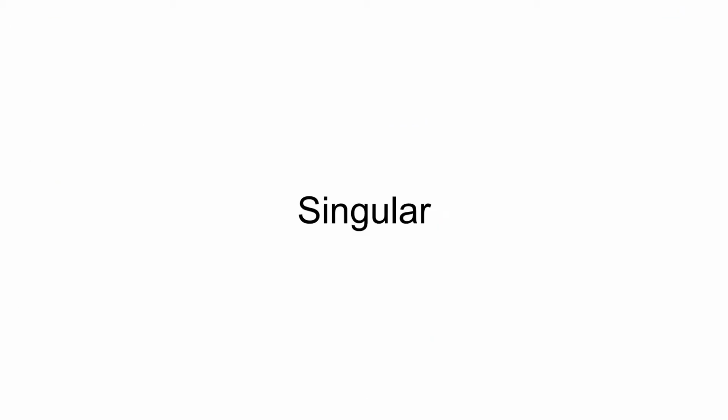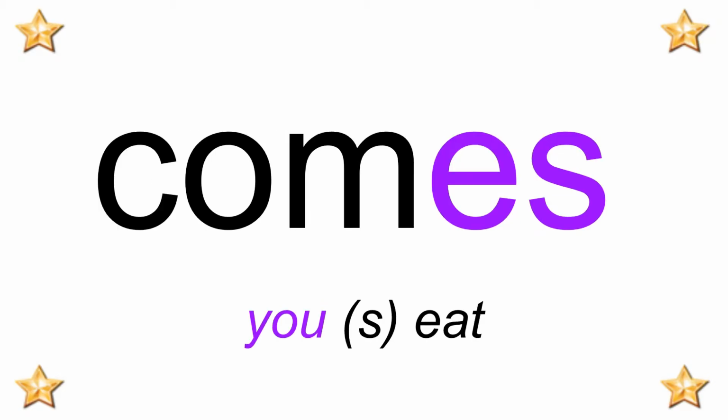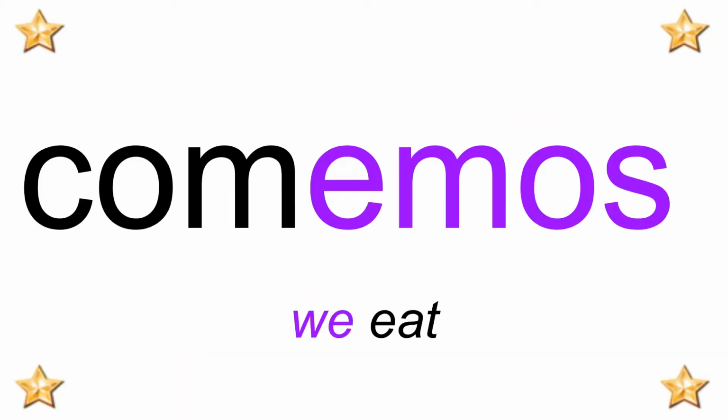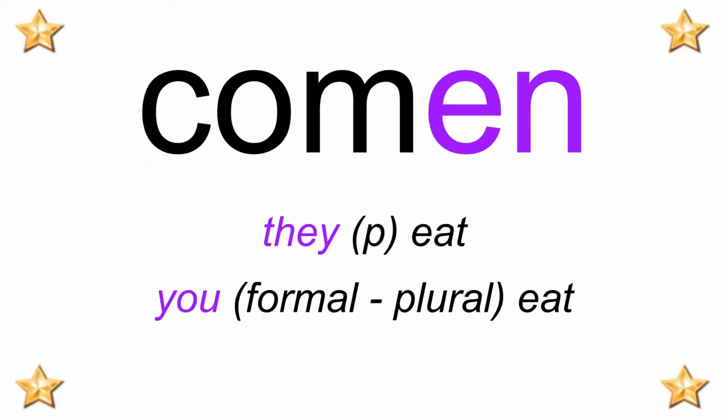Let's look at the verb in more detail. Firstly, the singular parts. Como, I eat. Comes, you eat, singular. Come, he or she eats, but also you formal singular eat. Now the plural forms. Comemos, we eat. Coméis, you plural eat. And comen, they eat, or you formal plural eat.